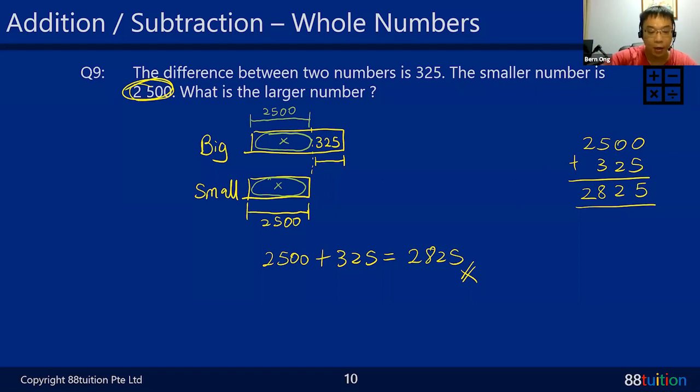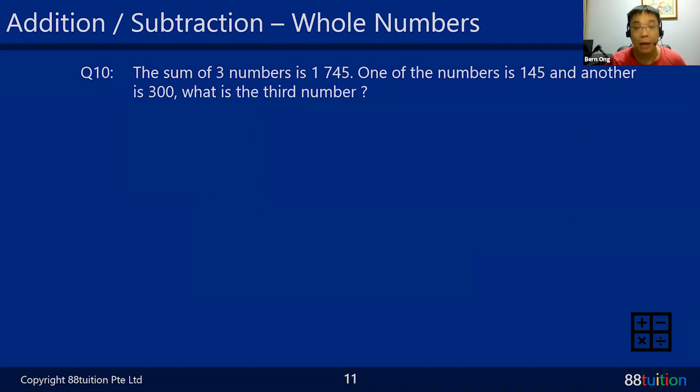Anyway, question 10. Moving on. Natalie, okay or not? Okay, moving on. So now we have 3 numbers. The sum of 3 numbers is 1745. One of them is 145. The other one is 300. What is the third one? Oh, easy. Natalie is good.